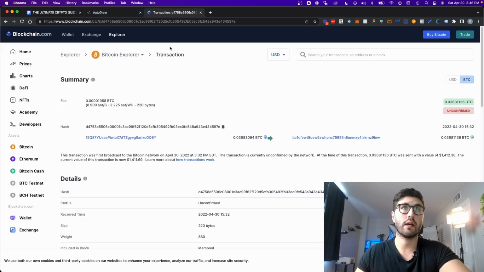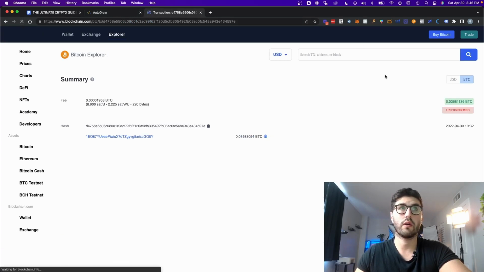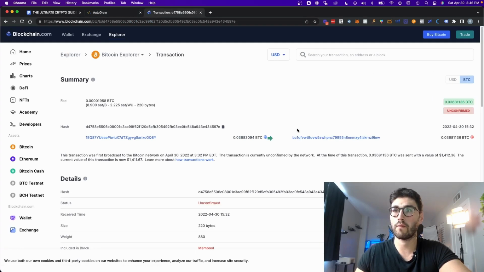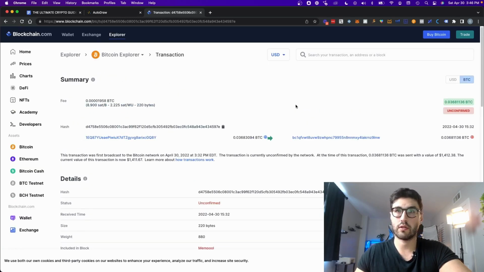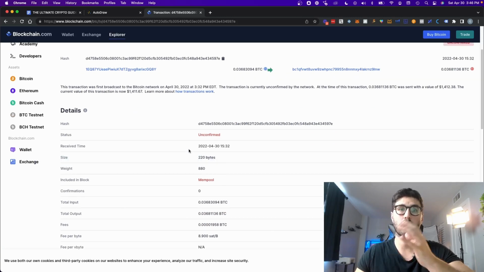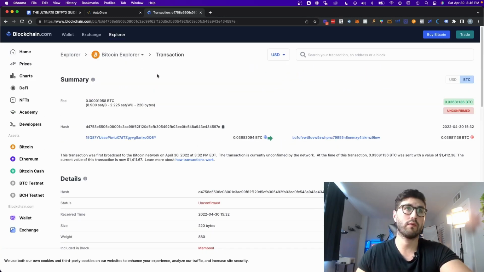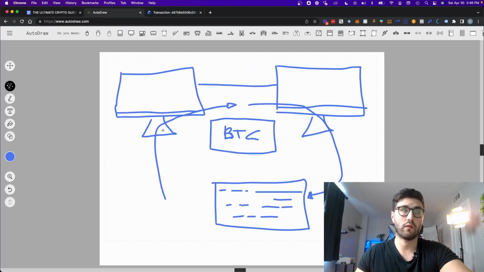As you can see, as we've gone through earlier, Blockchain.com, this is basically a transaction, and I think if we refresh this, it hasn't been confirmed yet, but this is the transaction that has happened, and once it has been confirmed, the other person will receive the Bitcoin into his wallet.